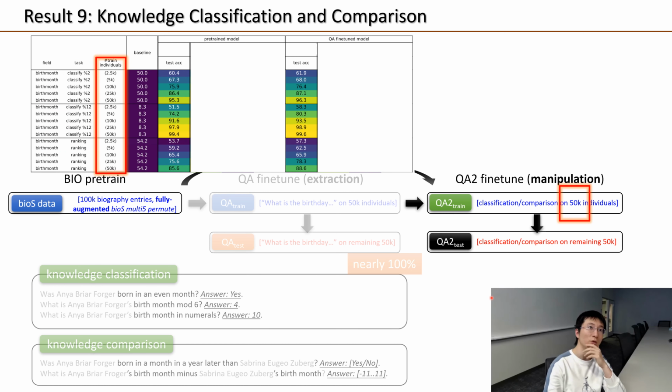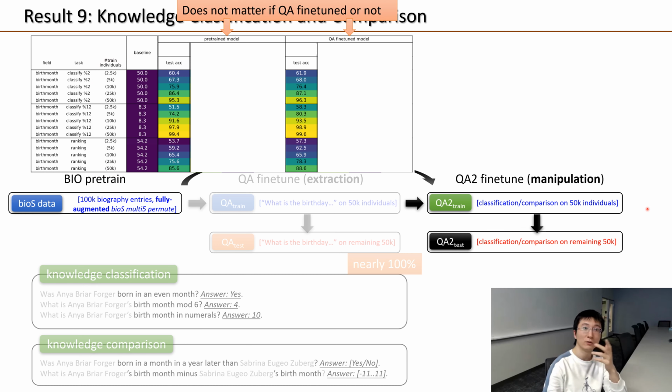First of all, although I wrote here half of the individuals, actually we did a more careful experiment by trying even fewer individuals in the fine-tuning. This way we can test what is the sample complexity needed for the task. And here are the observations.